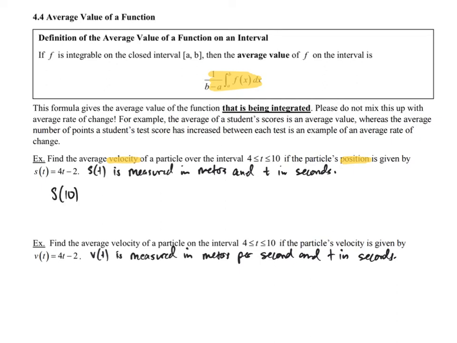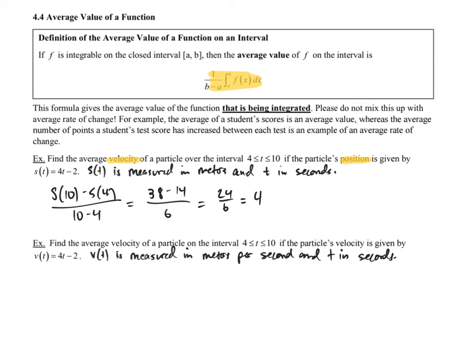So this will be s of 10 minus s of 4 divided by 10 minus 4. If I plug 10 into my function for s of t, that's going to give me 38, minus if I plug in 4, that's going to give me 14, divided by 6, which is going to end up being 24 divided by 6, or 4.